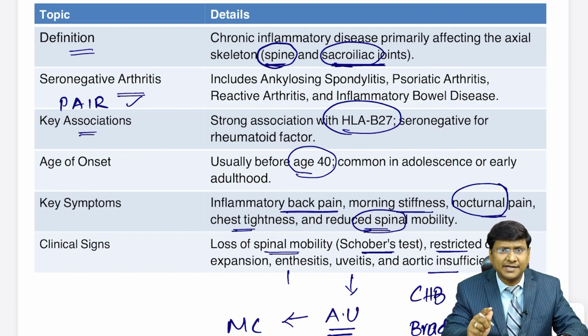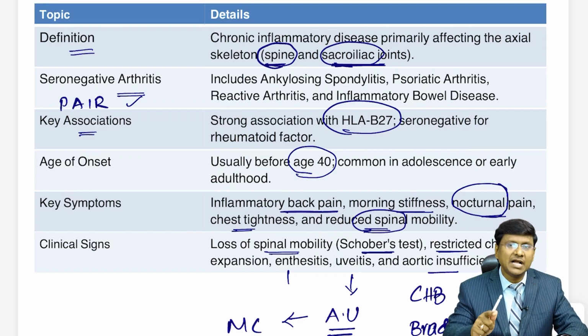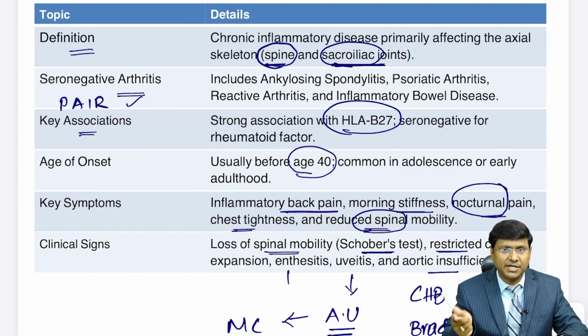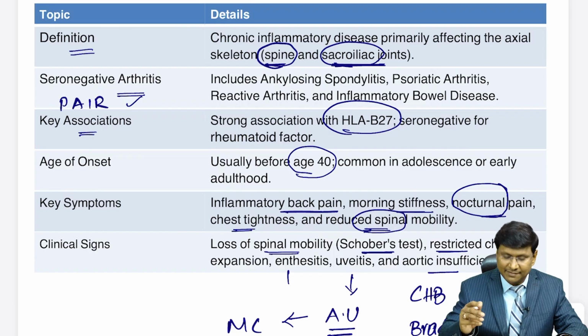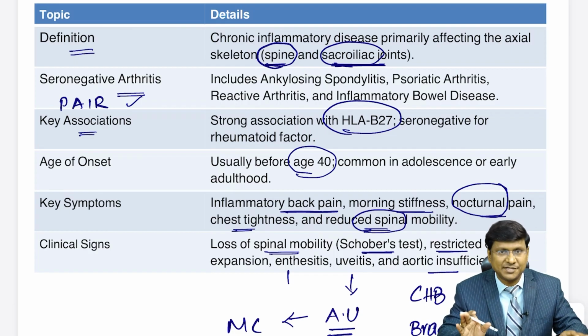So in ankylosing spondylitis, please remember, articular involvement will be in the form of spine and sacroiliac joint. Extra-articular involvement will be in the form of anterior uveitis, aortic regurgitation, complete heart block, and these patients will also have enthesitis and restricted chest expansion.